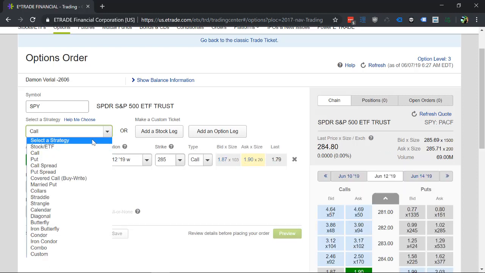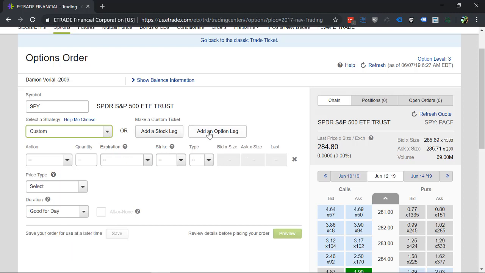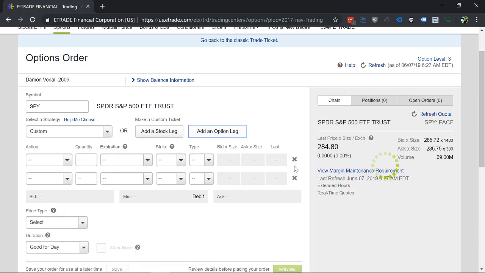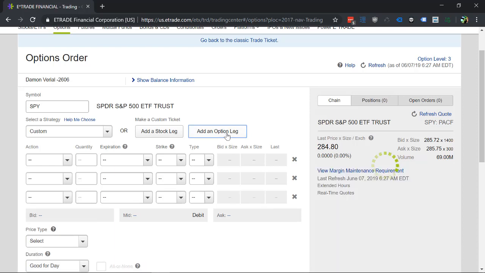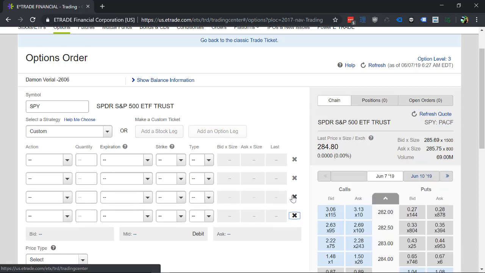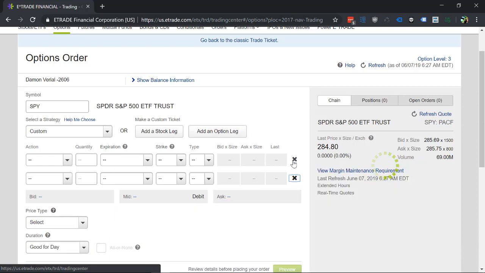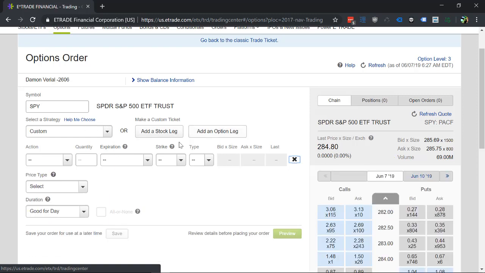Alternatively, go back to custom, add an options leg. It'll give you another bar right here. And you can add up to 4. You can delete them. But either way, whichever one you use, you're going to end up with one of these bars with these 5 boxes.